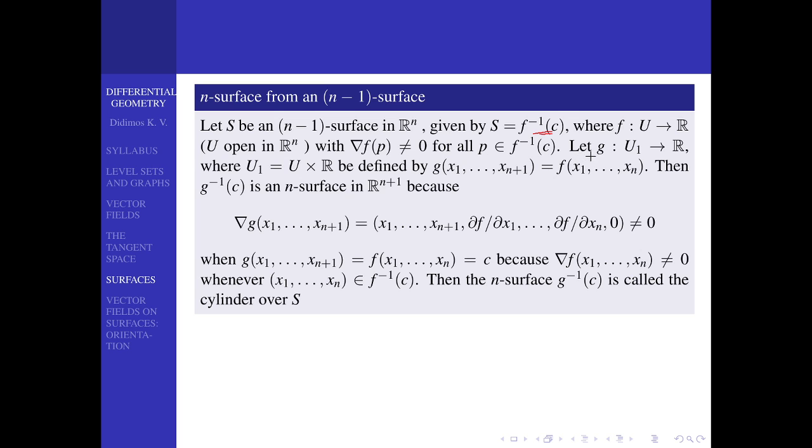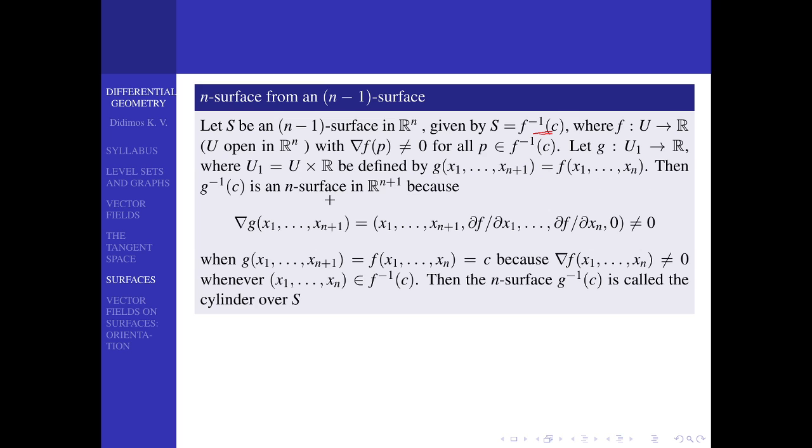Now we define a new function g from U1, where U1 is a subset of Rn plus 1. In fact, that is U cross R. This U is a subset of Rn, so in fact this U1 is a subset of Rn plus 1. Then the function is defined as g of x1, x2, etc., xn plus 1 equal to f of x1, x2, etc., xn. That means the real number assigned to the point x1, x2, etc. is the same as the number assigned to x1, x2, etc., xn plus 1.